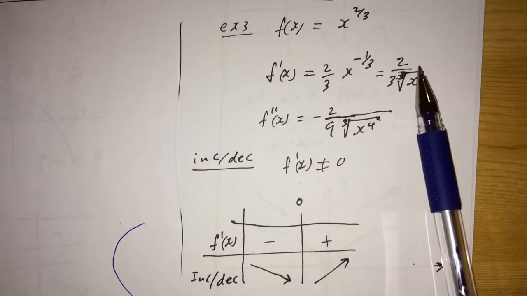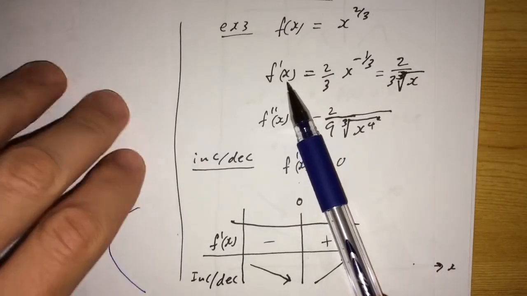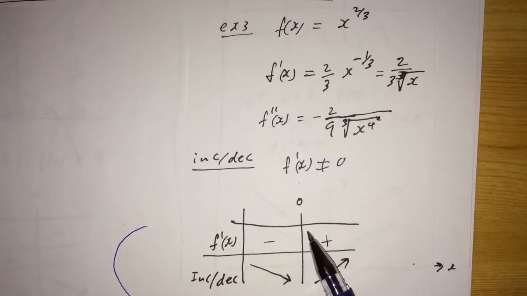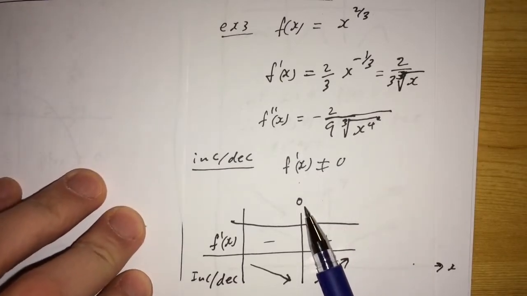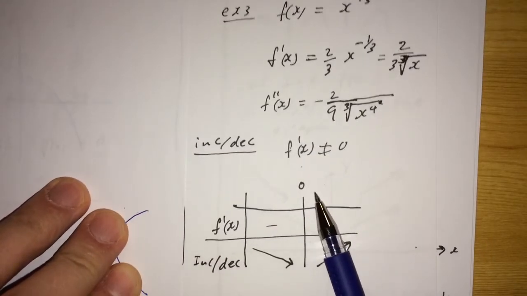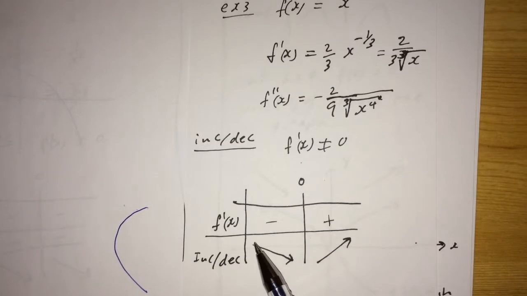Okay, so you can't get f prime equal to 0. So we're putting that into this concavity or increasing decreasing table as a critical number, because it could change from increasing to decreasing around there. And when we look at it, it does.